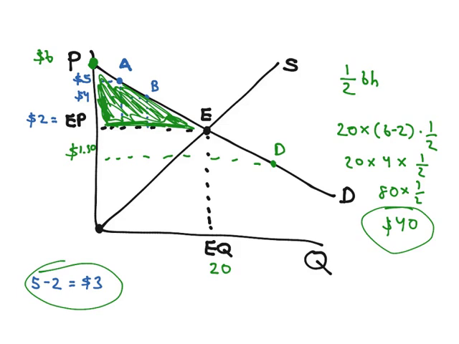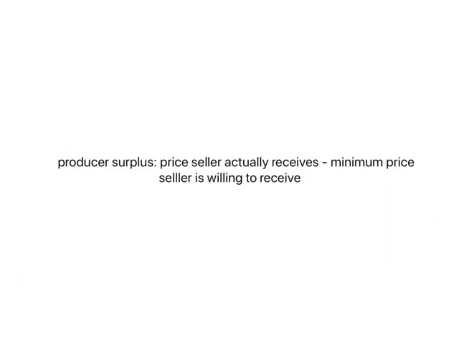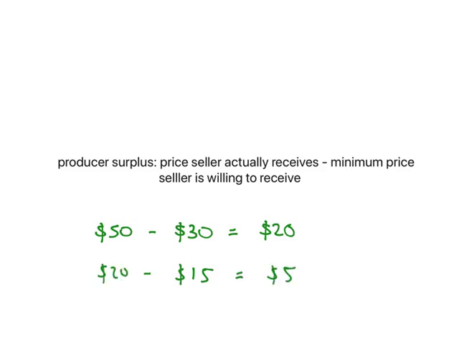So that's consumer surplus. Now, of course, it takes two to tango in a market, so we also have producers. So producer surplus is the price sellers actually receive minus the minimum price the seller is willing to receive. So, for instance, if a seller's like, man, I need at least $30 for my product, but I actually get $50 for it, then I have a producer surplus of $20. If I'm willing to receive $15, but I get $20, then my producer surplus is $5.